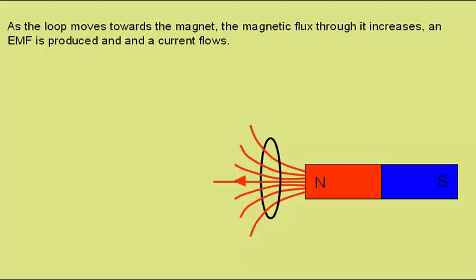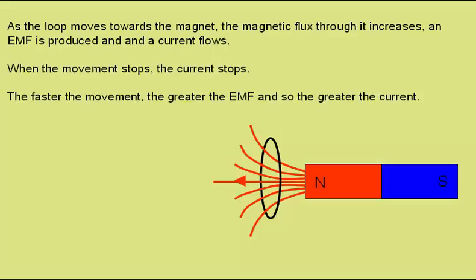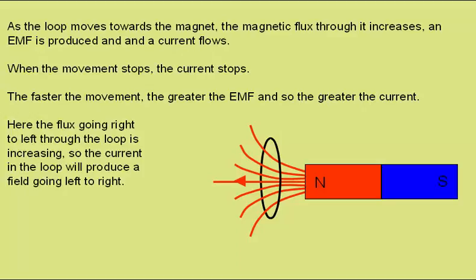An EMF is produced, and, as it is a complete circuit, a current will flow. When the movement stops, there is no longer a change of magnetic flux, and the current stops. The faster the movement, the greater the EMF, and so the greater the current. Incidentally, we could have equally moved the magnet towards the loop. Here, the flux going right to left through the loop is increasing, so the current in the loop will produce a field going from left to right, meaning a current again going in this direction. If the loop is moved away from the magnet, the current through the loop would reverse.